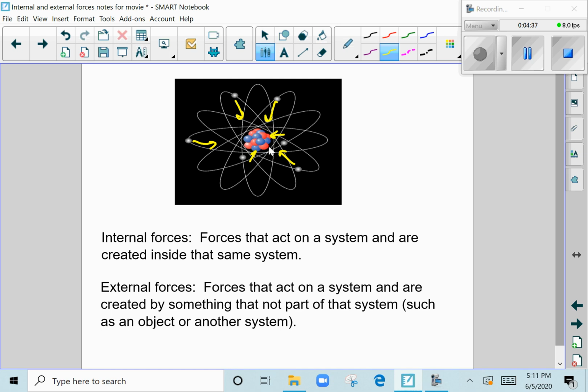Now, there are also forces on the nucleus that are being pulled by the electrons. And so the nucleus is actually being pulled out towards each one of the electrons. And these forces also are internal. Please notice these forces are pointing away from the system. They're pointing outward, but that has nothing to do with whether the force is internal or external.